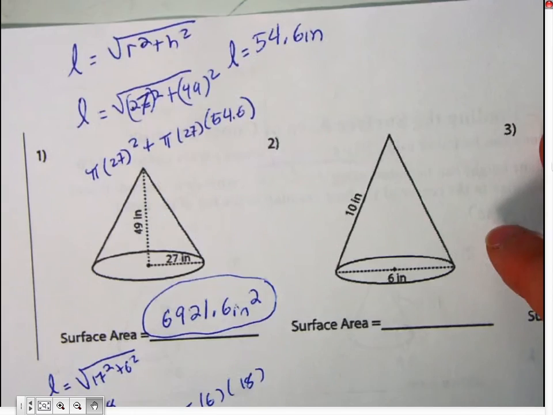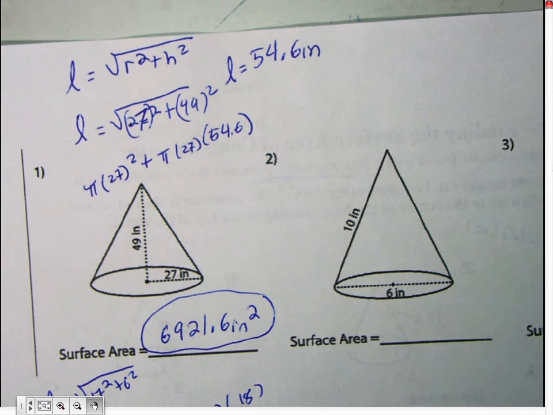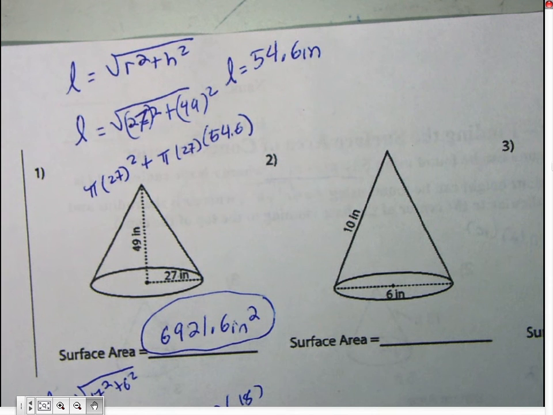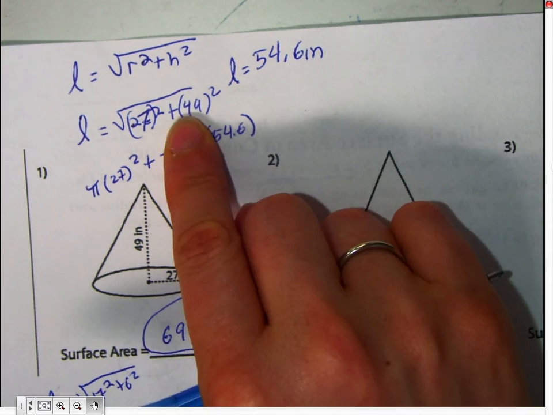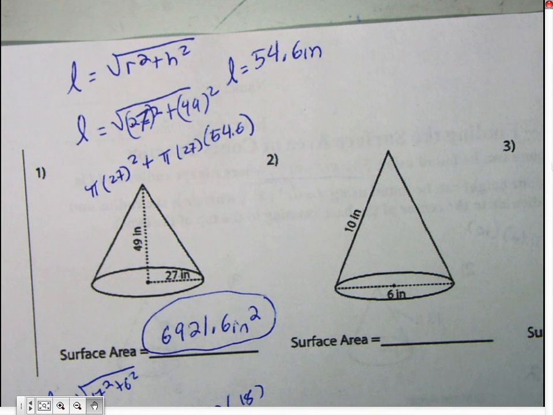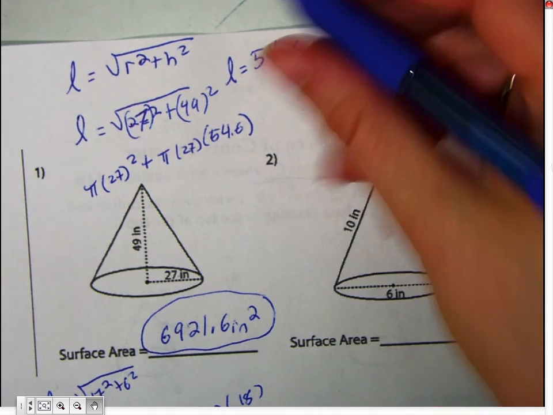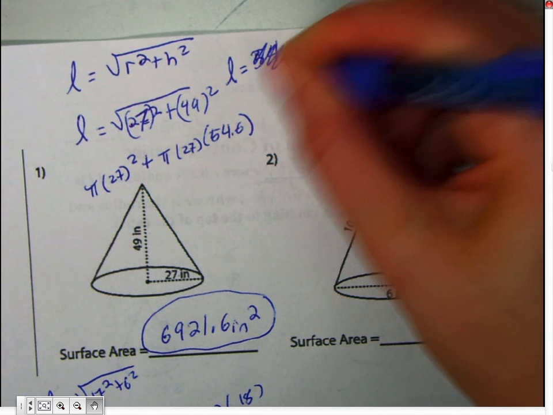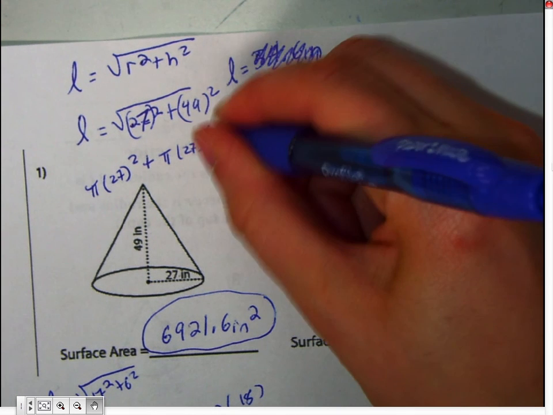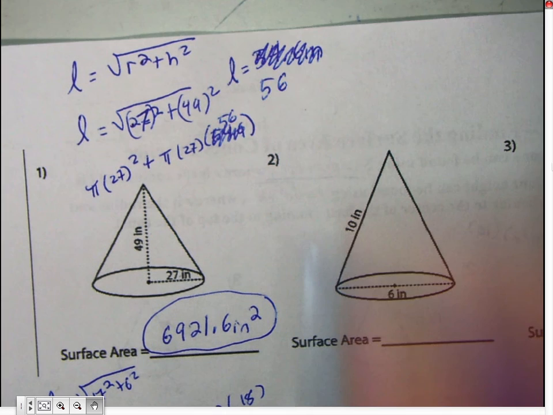Okay. So let's start with my slant height. It is definitely possible that I plugged something into my calculator differently. It is also possible that my calculator rounds differently than yours does. Okay, so I'm going to redo the slant height first. I'm going to do the square root of 27 squared plus 49 squared. And I get 55.9, or 56 is what I would round it to. So let's change this to 56 and see if we get a different answer.